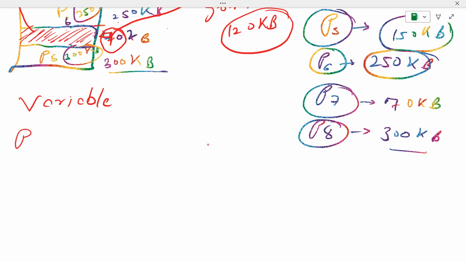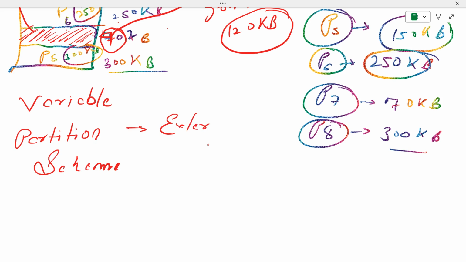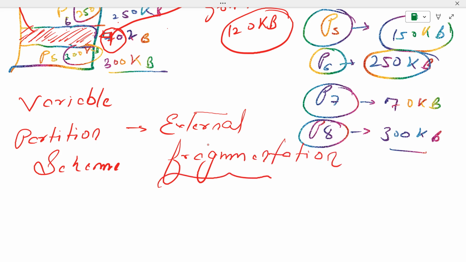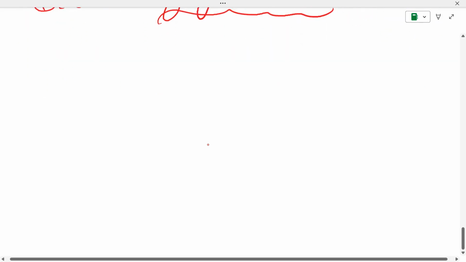Variable partition scheme brings external fragmentation. So we have the space left, but we can't accommodate the processes. There is one more thing that we need to discuss about this.